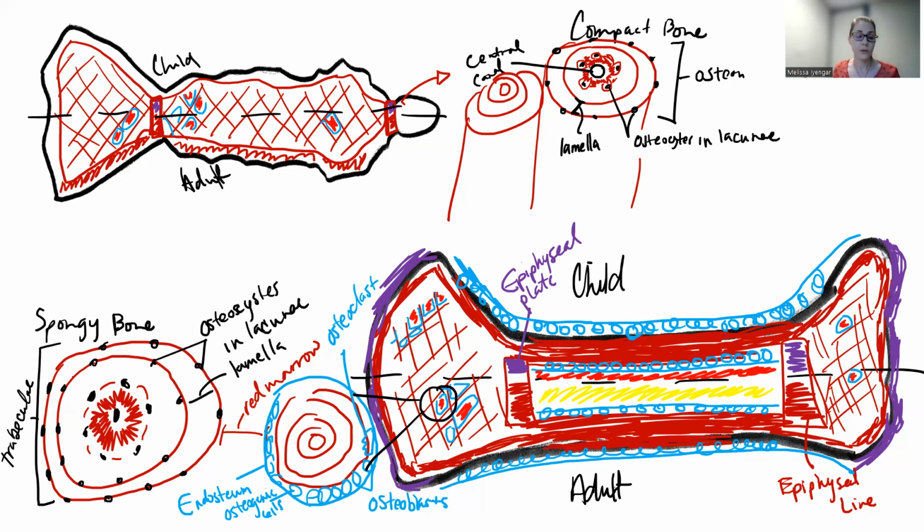Okay, so hopefully this one helps you kind of see the differences between the tissue and then where those tissues are located on the non-long bone versus the long bone. And then we're going to look at how a long bone at least grows in length.